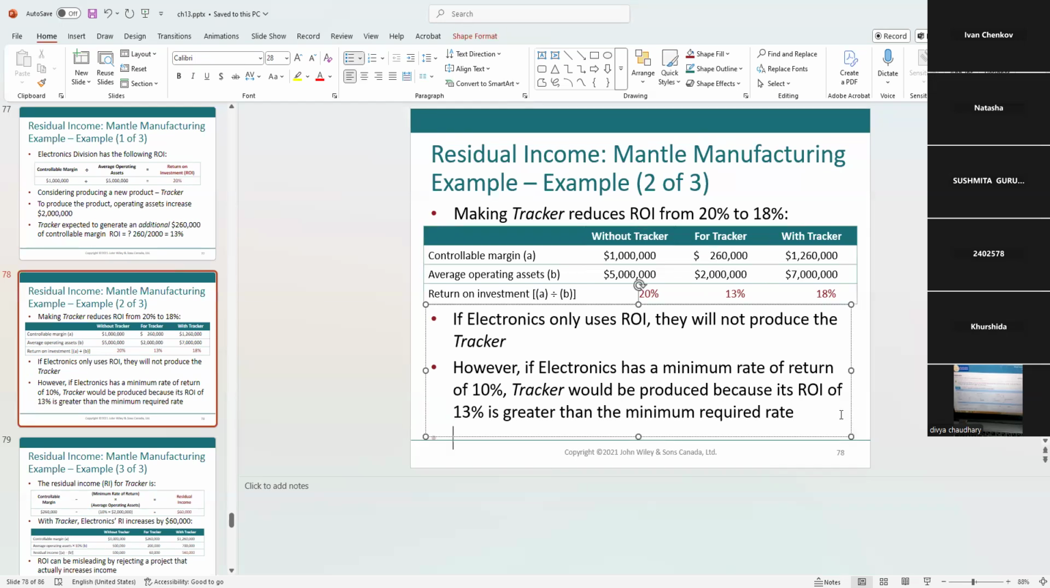If we have to do the calculation, how much will be residual income in this case? What do you think? They're getting 260, correct? Minus how much they want. They want only 10%. How much are they investing?